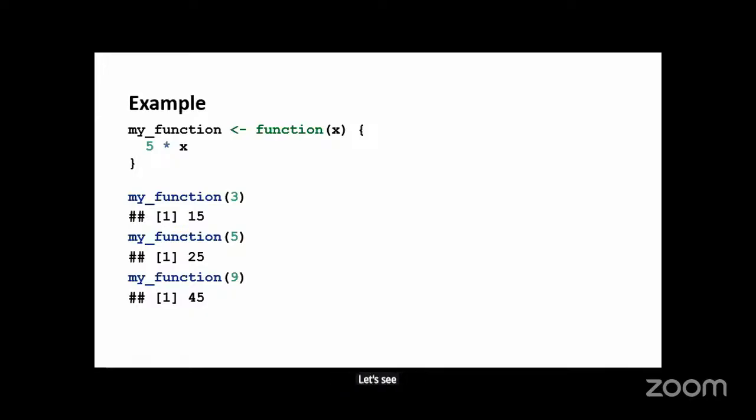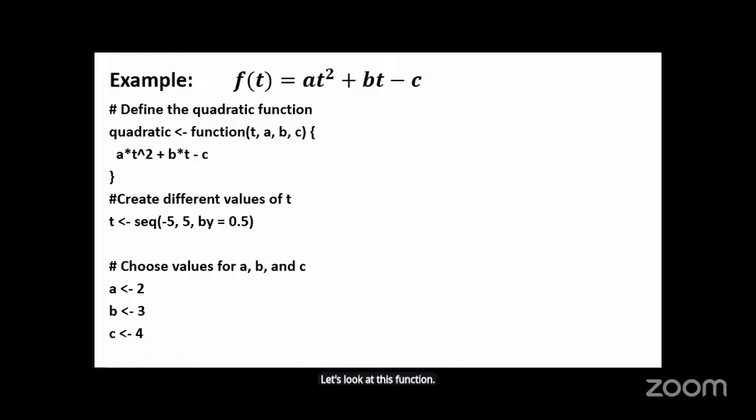Okay, so let's see a second example, a much more complex example. Let's look at this function. This is a function that depends on t. F of t equals a t squared plus b t minus c.